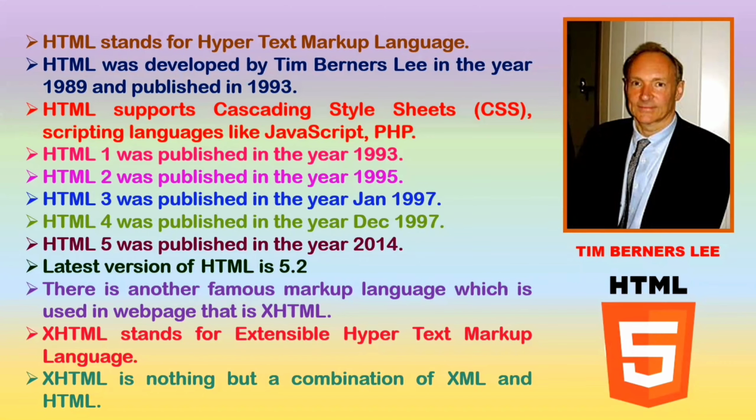HTML 1 was published in the year 1993. HTML 2 was published in 1995. HTML 3 was published in January 1997. HTML 4 was published in December 1997. HTML 5 was published in 2014. And the latest version of HTML that we are using here is 5.2, that is HTML 5.2. So these are all the versions of HTML.